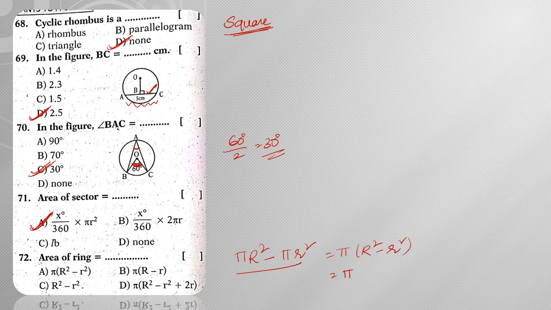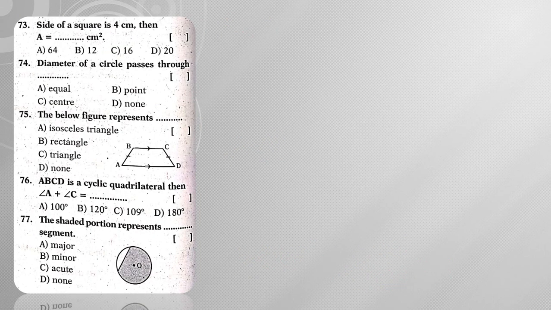So this can again be written as pi into capital R plus small r into capital R minus small r. So there are three different formulas. So hence here option 1 is given. Hence we are considering option A. Next, moving on to question number 73. The side of a square is 4 centimeters, then area is. So area is nothing but side square, which is equal to 4 square, which is 16 centimeter square. Hence answer is 16 centimeter square.